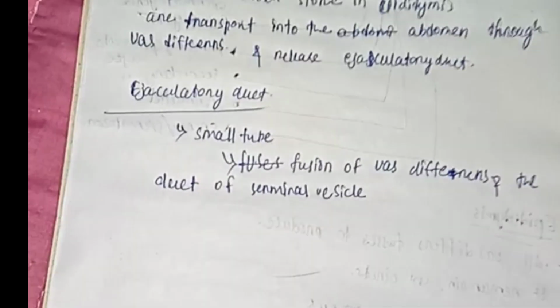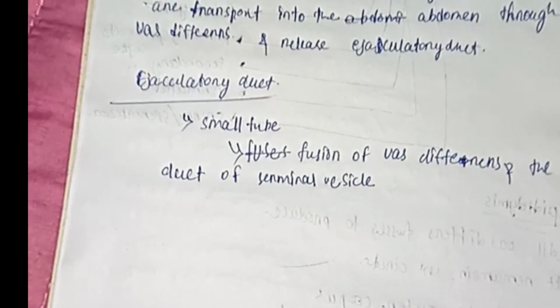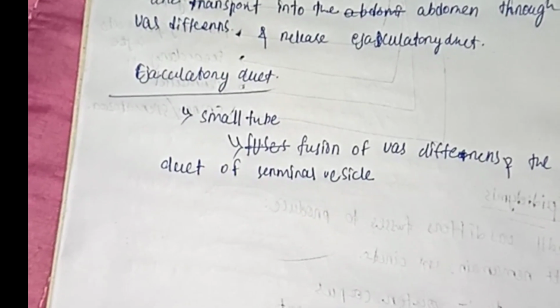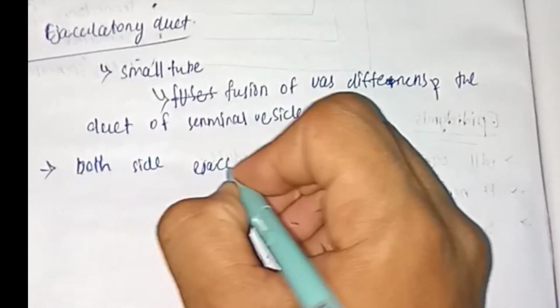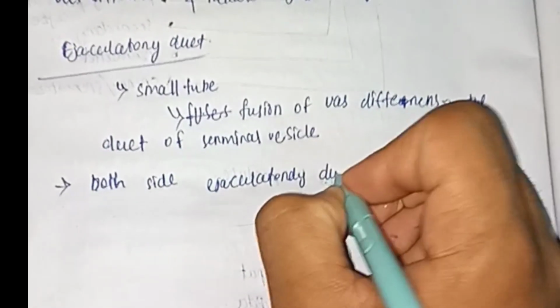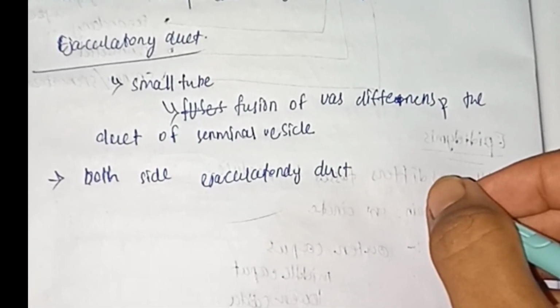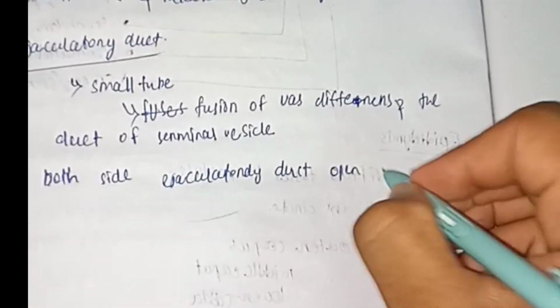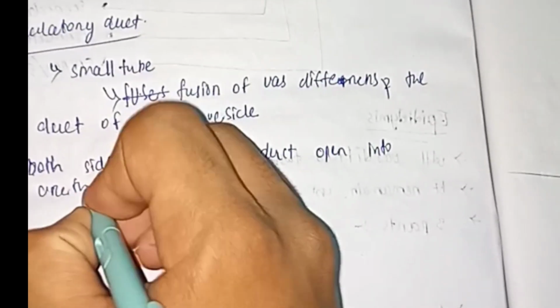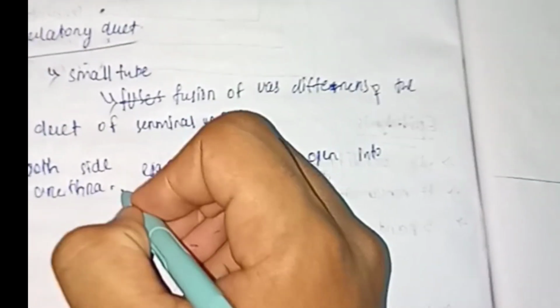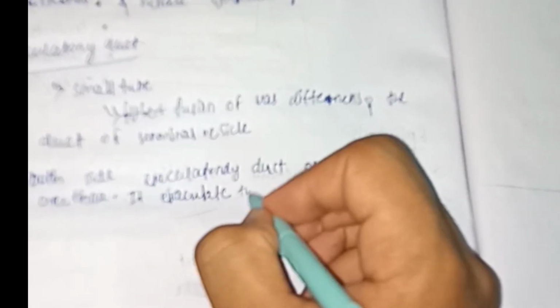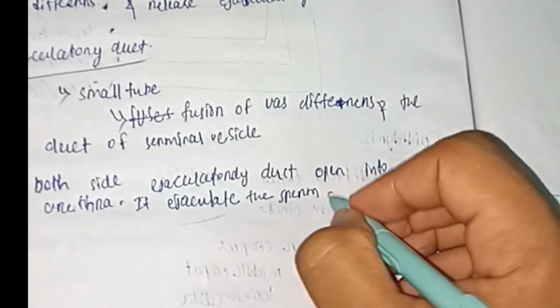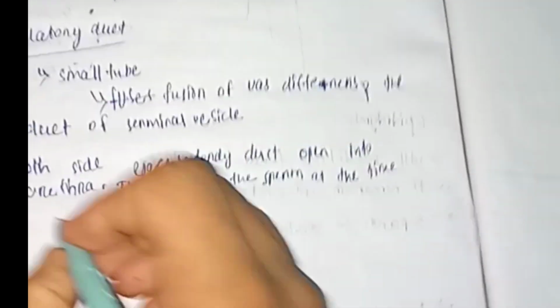At both sides, the ejaculatory duct opens into the urethra, and it ejaculates the sperm at the time of ejaculation, right? Then the next point is that at both sides the ejaculatory duct opens into the urethra and ejaculates the sperm at the time of ejaculation.